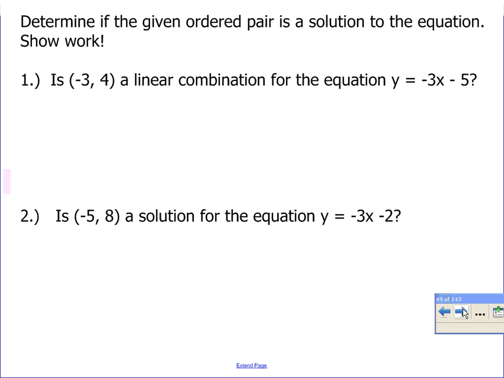All graphing is. So I want you to do 1, 2, 3, and 4 by yourself. Is it a linear combination? In other words, is it a solution? You don't need to make a graph. That was just for the example. You can just say yes or no, but make sure you show some work at least.